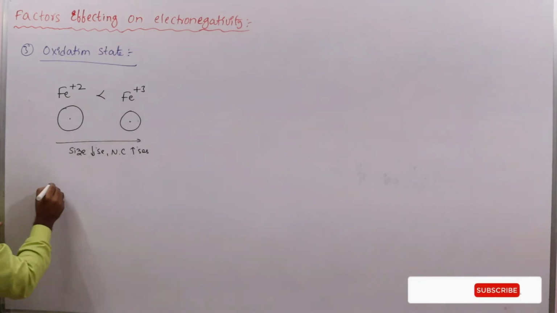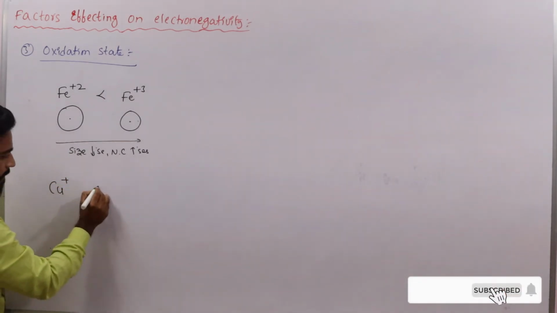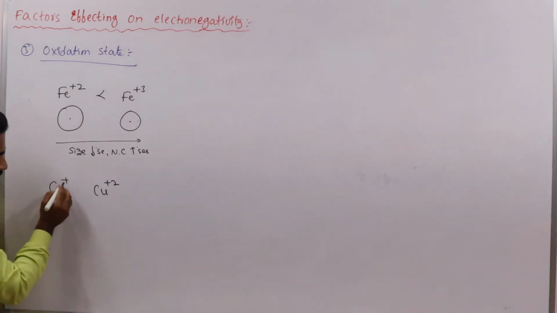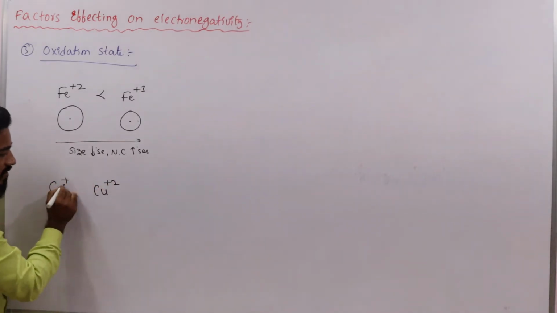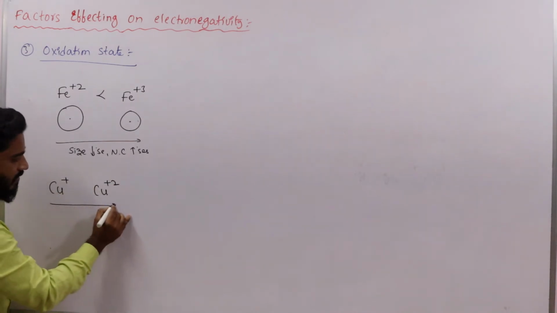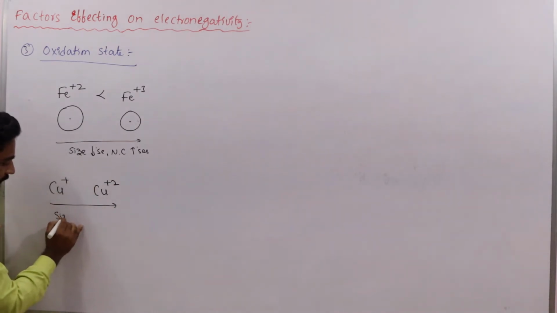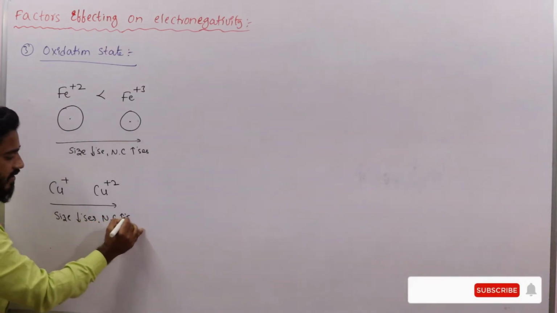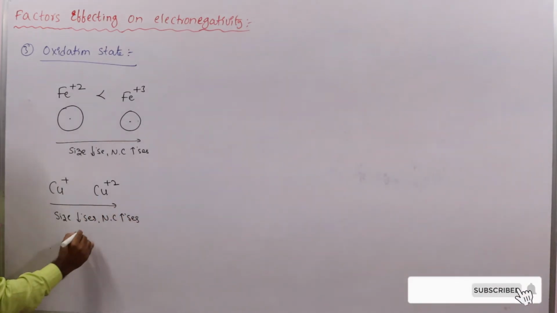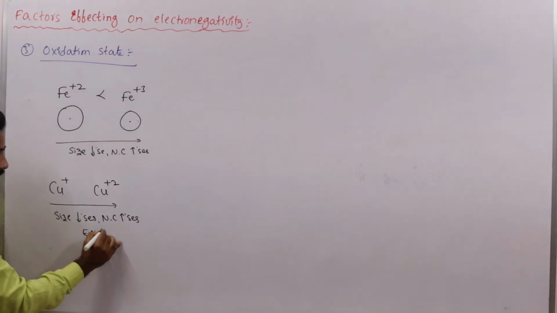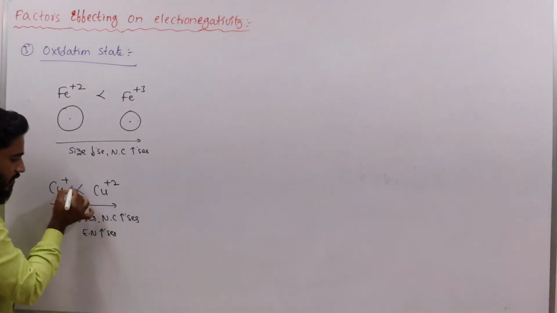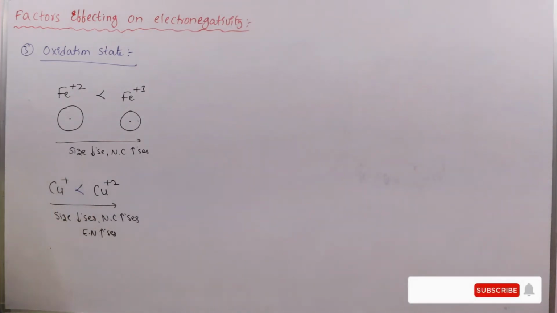Let us take another example, Cu+ and Cu2+. Here also the positive charge increases. When the positive charge increases, size decreases and nuclear charge increases. When the nuclear charge increases, electronegativity also increases. Which one will show more electronegativity between Cu+ and Cu2+? Cu2+ shows more electronegativity.